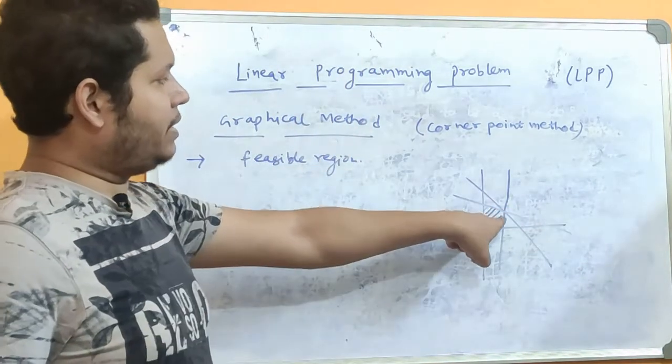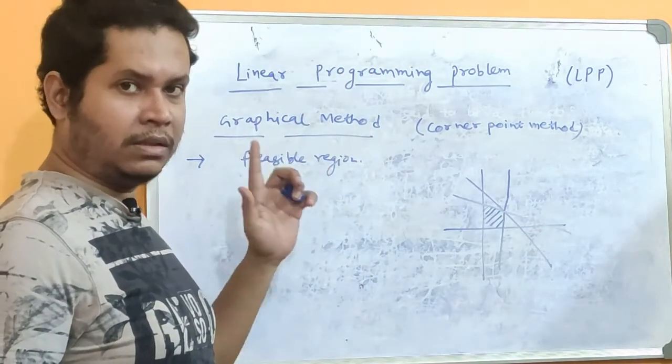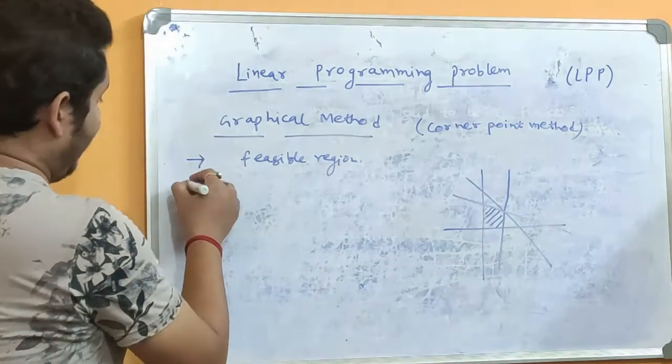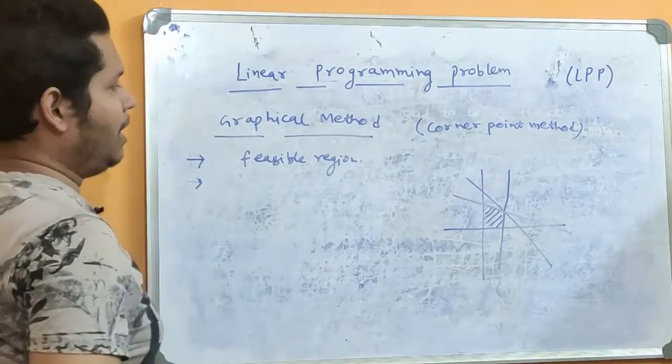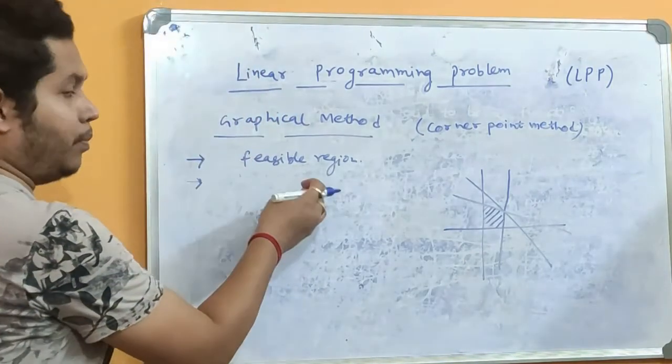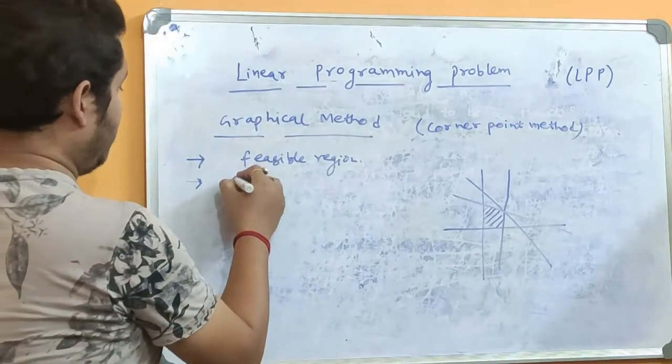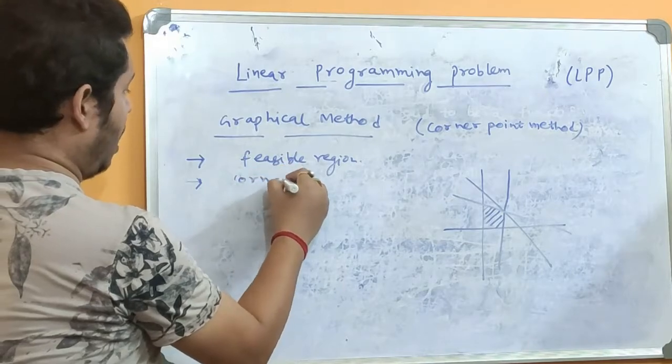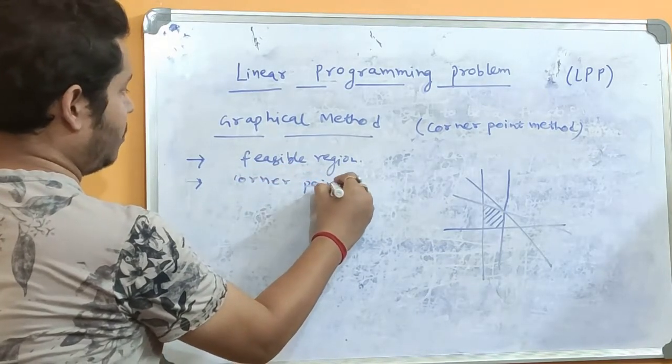So this feasible region, first we have to get in this solution. Next, after identifying the feasible region, we have to first find the corner points. Now how we will find the corner points is something like this.